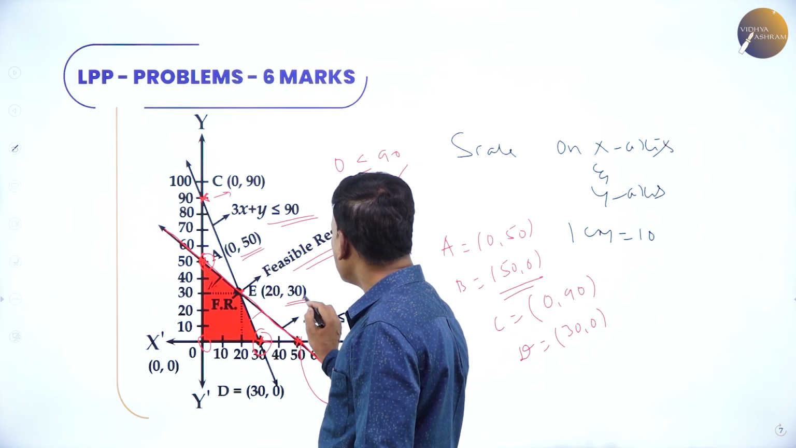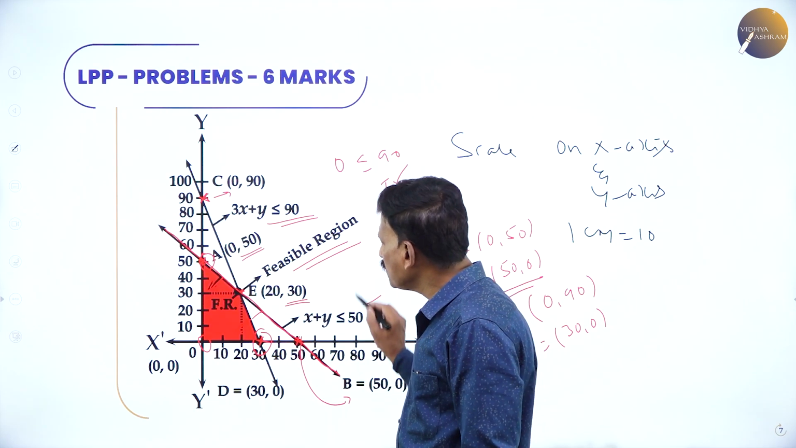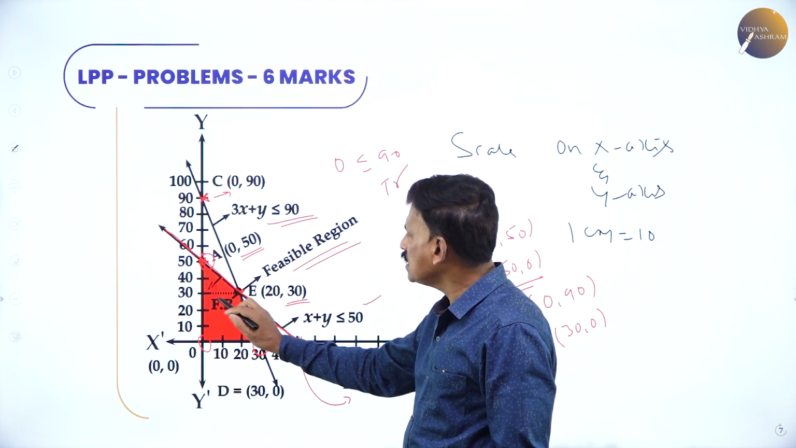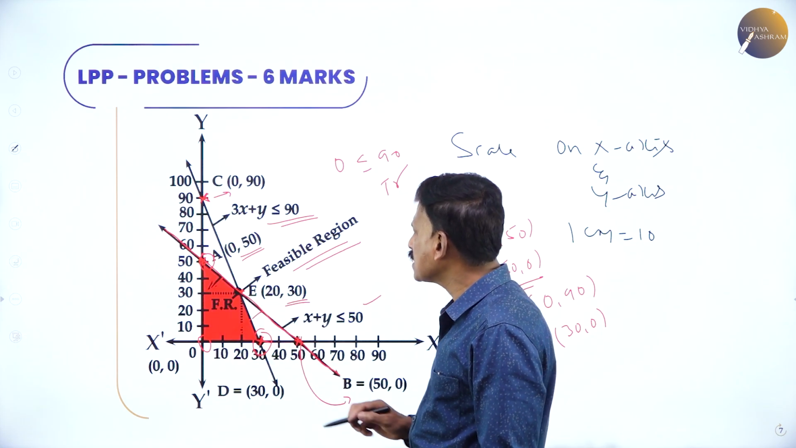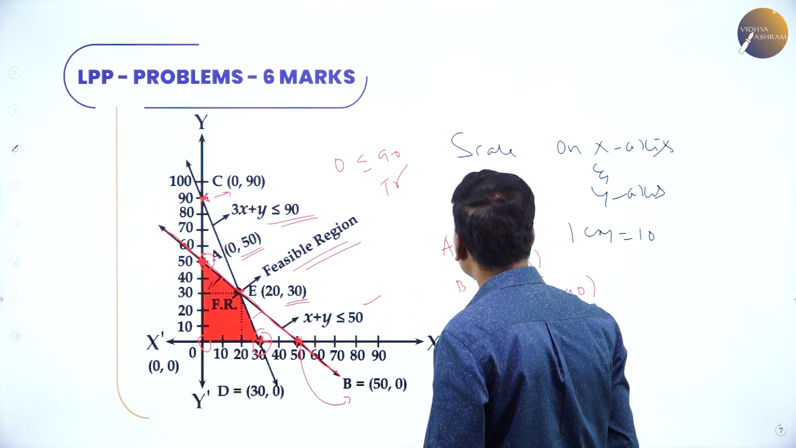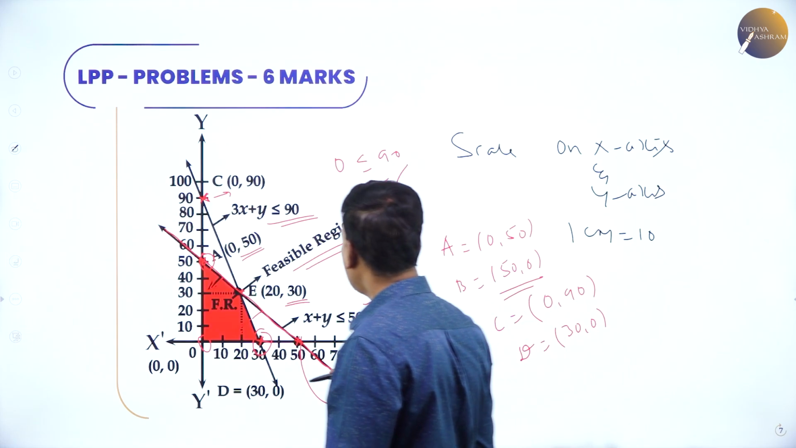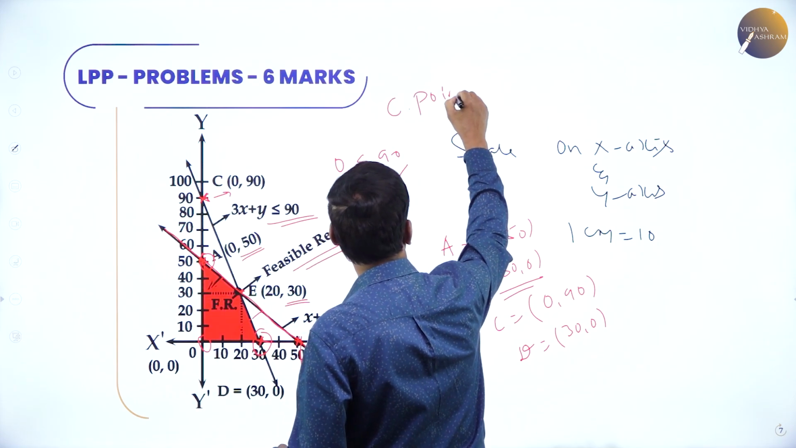So therefore, the point of intersection E is equal to (20, 30). So the point of intersection for both the curves is E. That means this curve meets the x-axis at 20 and the y-axis at 30. These are called the corner points.